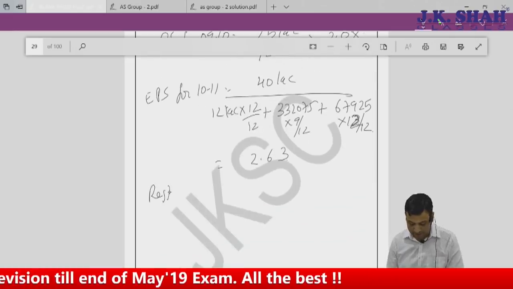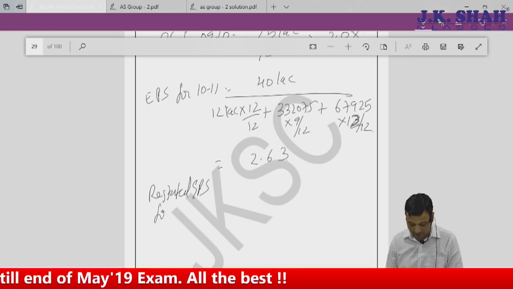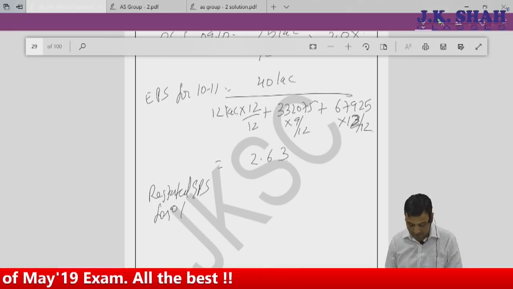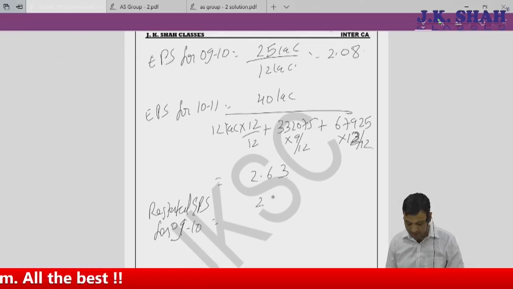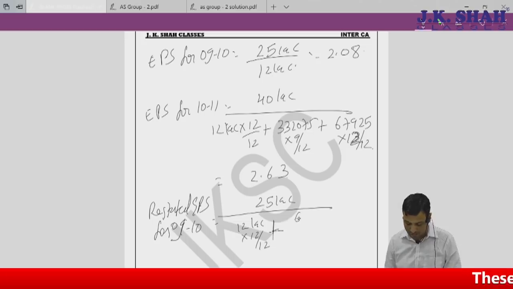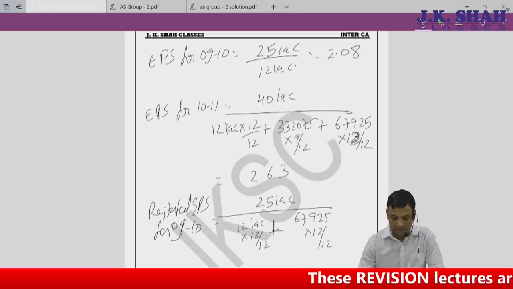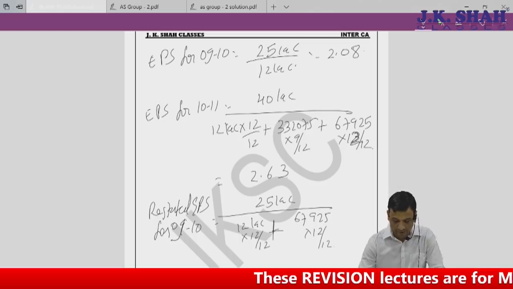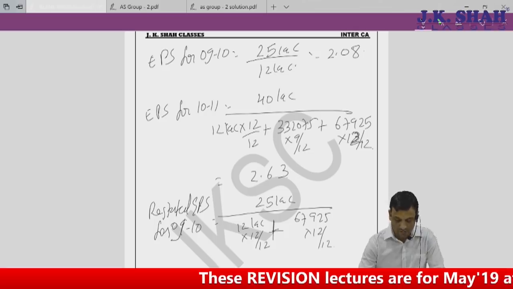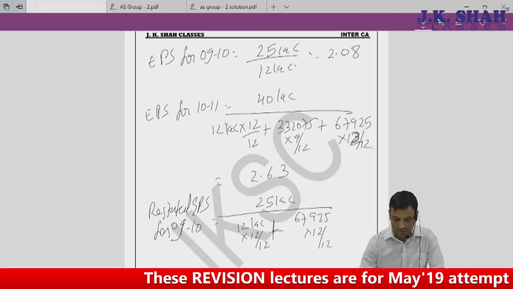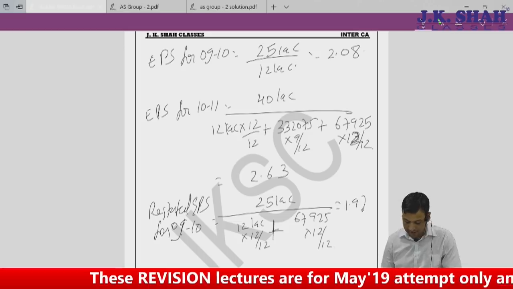Then I need to give the restated EPS for 9-10. That is 25 lakh. The 12 lakh shares remain as they are, 12 lakh shares into 12 by 12, plus this bonus we will restate as if it had been done from the previous year, in order to have a proper comparison. So 25 lakhs will be divided by 12 lakh plus 67,925. So I get something around 1.97.